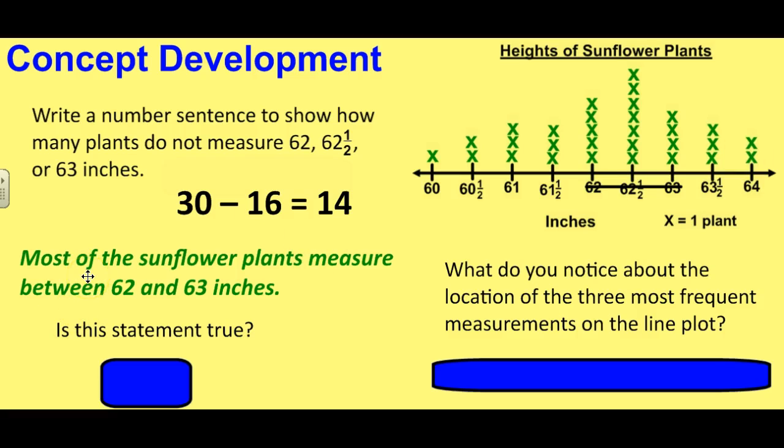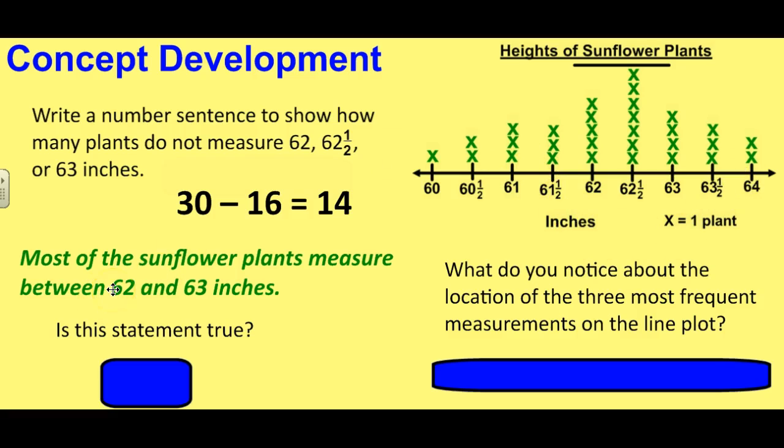This right here in green says most of the sunflower plants measure between 62 and 63 inches. So now we're looking at these. Okay, so we have to see if that statement is true. We know already that between 62 and 63 there's 16 plants. We just figured out right up here that there's 14 plants that measure all of the other heights.